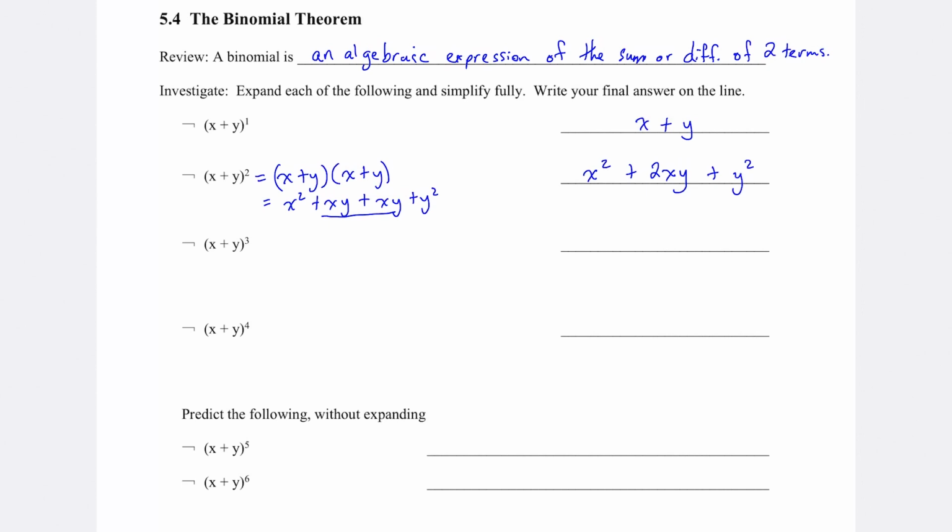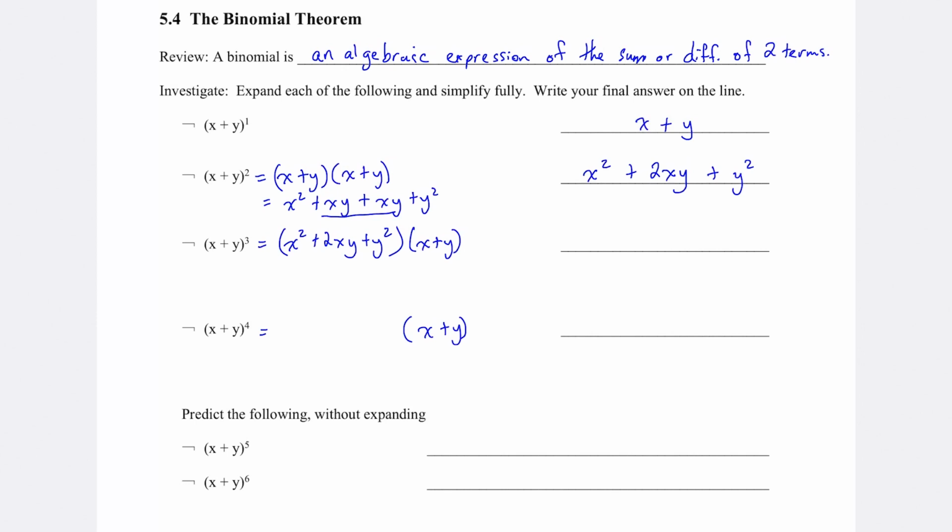x plus y to the power of 3 would be the previous answer, x squared plus 2xy plus y squared, times another x plus y. If you expand that, see what answer you get. For the same thing here, for x plus y to the power 4, I want you to use your previous answer and then just multiply it by another x plus y.